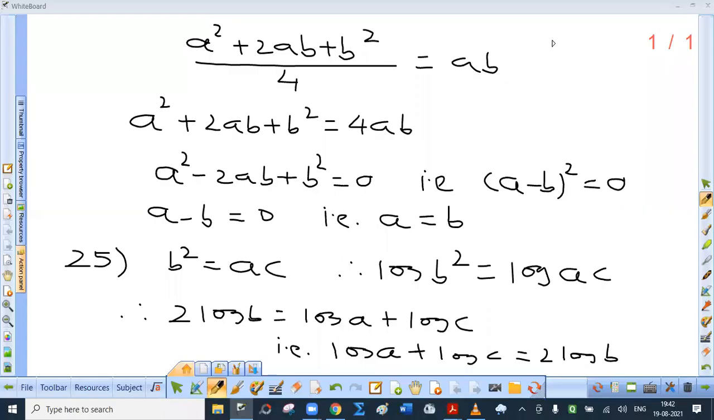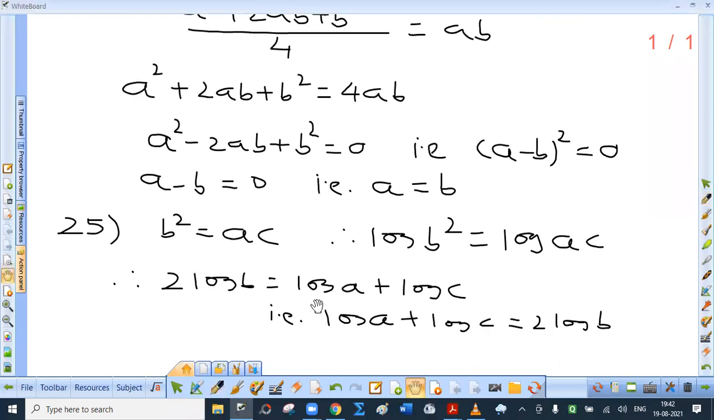25th, this is again play group. B square is AC. Prove that log A plus log C is 2 log B. So take log of B square is log AC. So 2 log B is log A plus log C. This is to be proved.